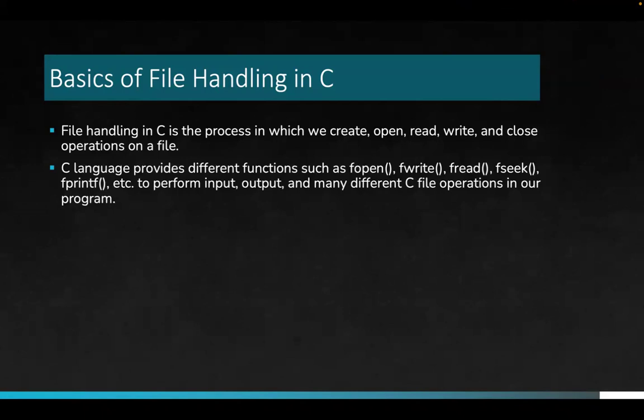The C language provides different functions such as file open, file write, file read, file seek, file printf. So file open is represented by the inbuilt function fopen, file write is fwrite, file read is fread, and file seek is fseek. If you want to print to a file, then you have to use fprintf. And there are several others as well. We will see them as the slides progress. This is used to perform input and output operations on different files in your current directory.